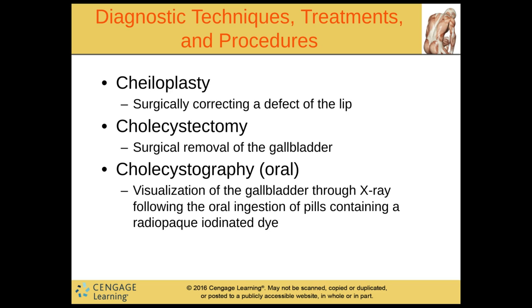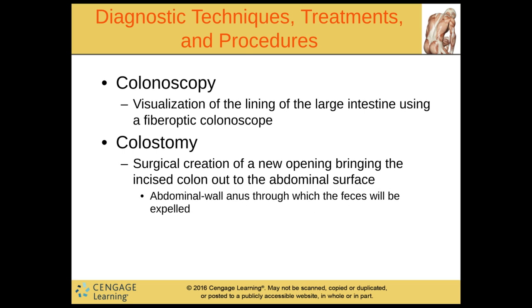Chelioplasty. So this is a surgical procedure correcting a defect of the lip. And then we have a cholecystectomy. This is a surgical removal of the gallbladder. And then we have a cholecystography. So this is a visualization of the gallbladder through X-ray following the oral ingestion of pills containing a radiopaque iodine dye. A colonoscopy. So this is the visualization of the lining of the large intestine using a fiber optic colonoscope.